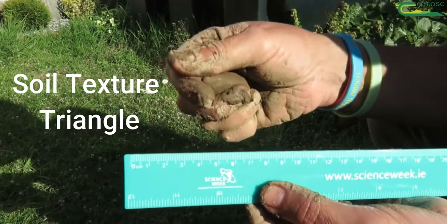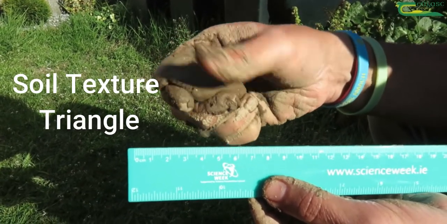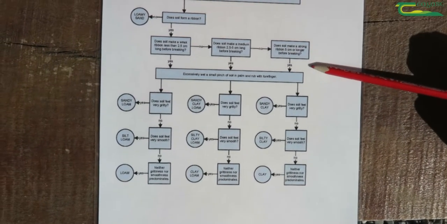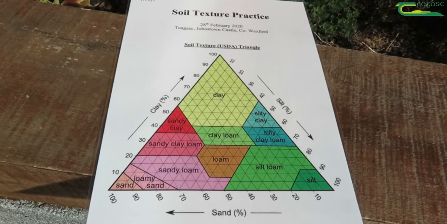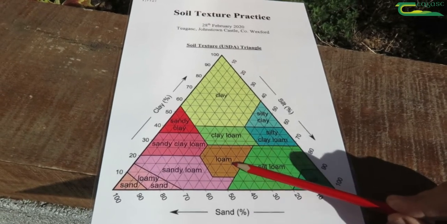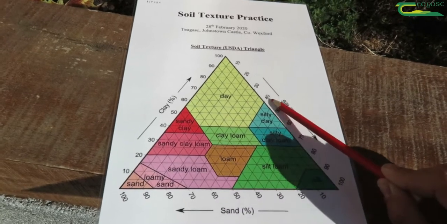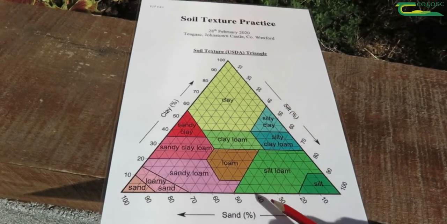A soil's texture class can be calculated by feel using the hand texture method. However, this requires a level of experience. Another way of calculating soil texture class is by the use of the soil texture triangle. But first, we must identify the percentage of sand, silt and clay in the soil sample.